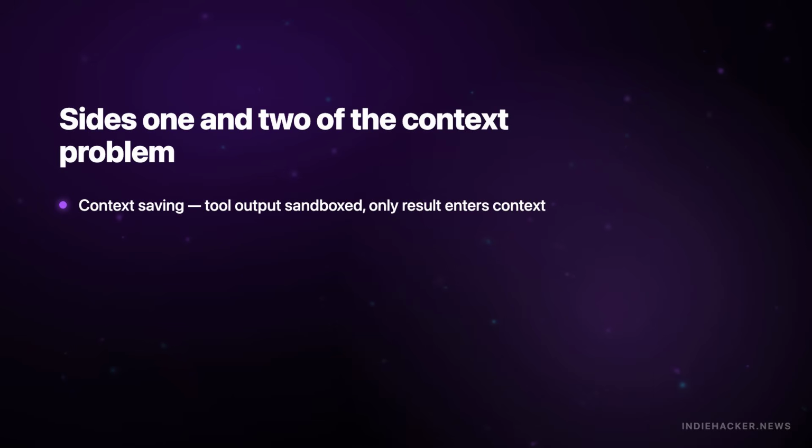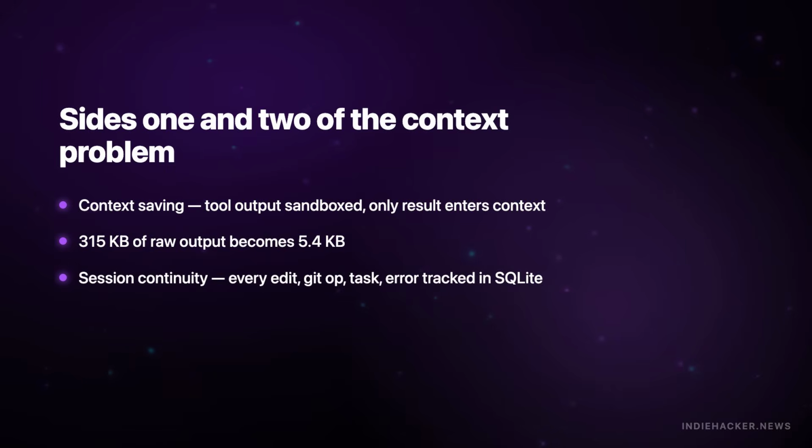Side two is session continuity. Every file edit, every Git operation, every task, every error, every user decision gets tracked in SQLite. When the conversation compacts, instead of dumping all that data back in, Context Mode indexes it into FTS5 and lets the model pull only what's relevant via BM25 search. The model picks up exactly where you left off without reprompting.